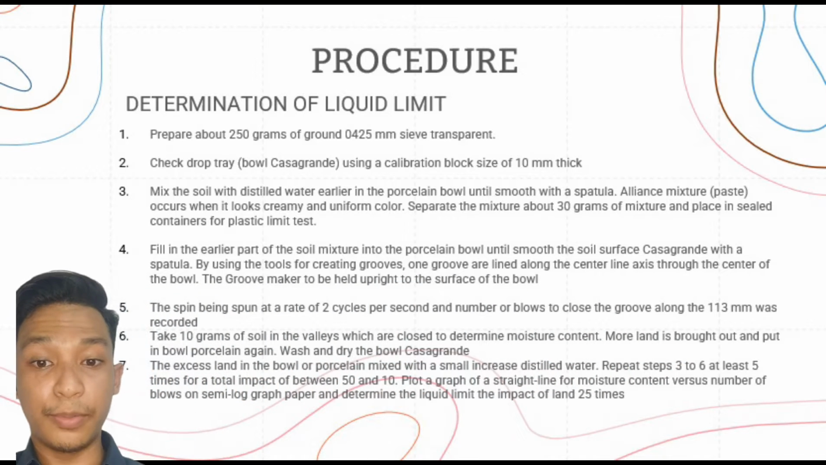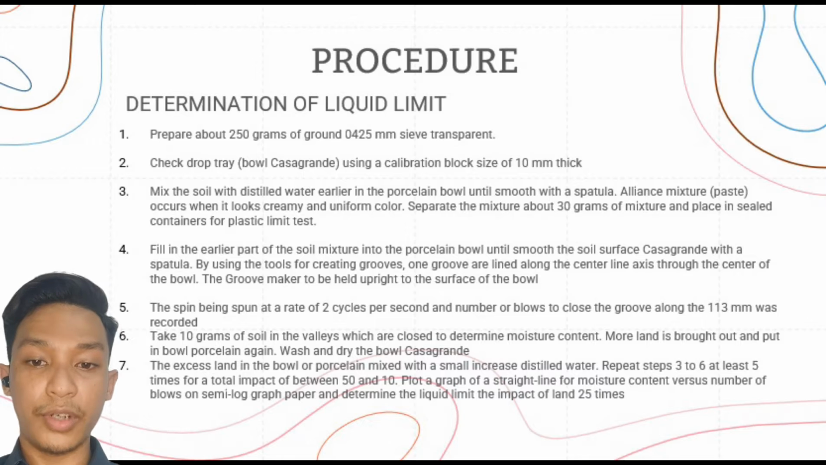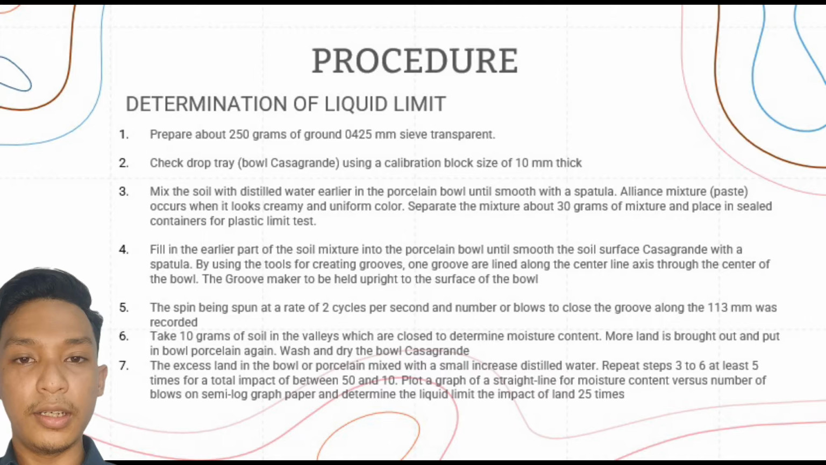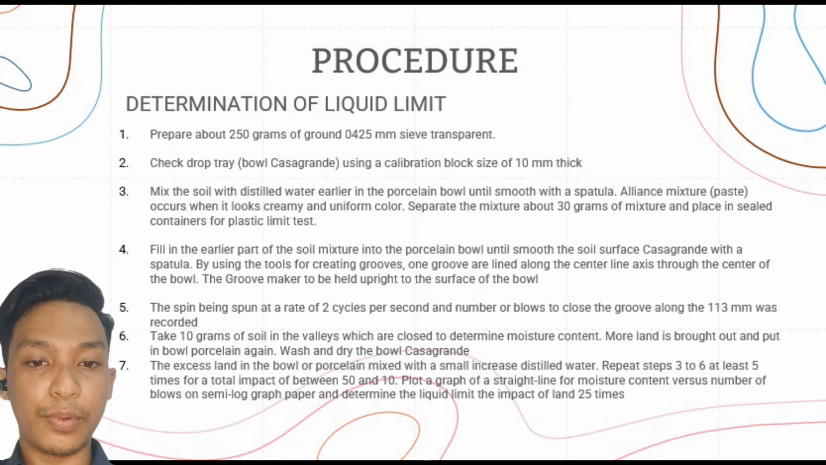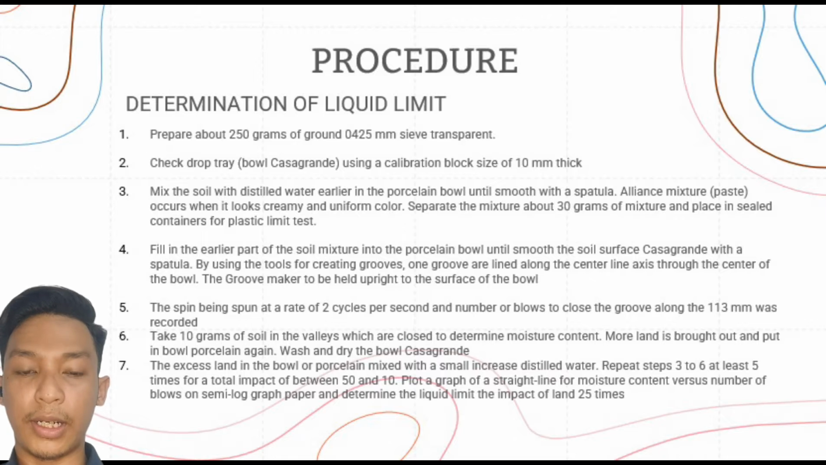I'm going to continue about the procedure, determination of liquid limit. First, prepare about 250 grams of ground soil passing the 0.425 mm sieve. Next, check the drop tray using a calibration block 10 mm thick. Third, mix the soil with distilled water in the porcelain bowl until smooth with a spatula. The mixture is ready when it looks creamy and of uniform color.